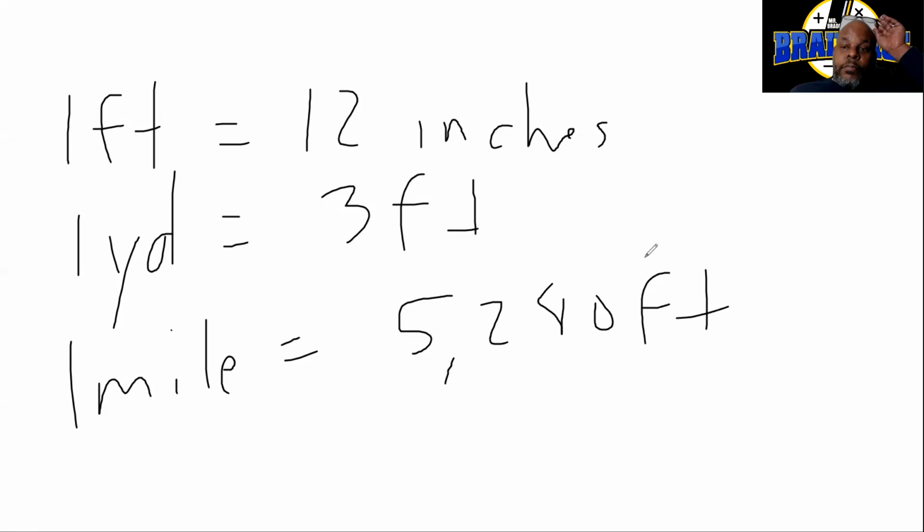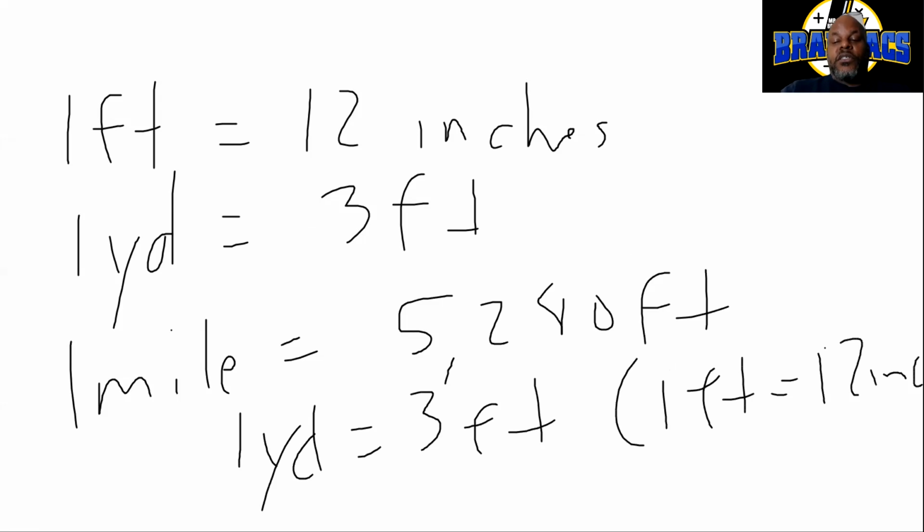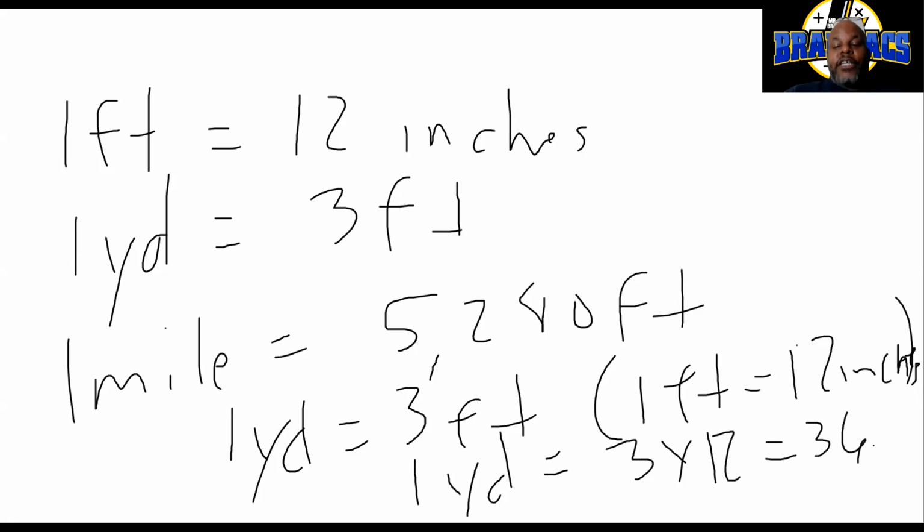All right, so you say, well, how do you convert these? Well, you remember these measurements. So for instance, if 1 yard equals 3 feet and 1 foot equals 12 inches, then 1 yard equals 3 times 12 equals 36 inches.